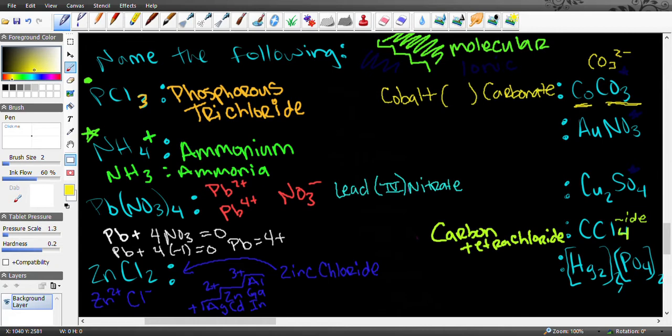So if there's only one cobalt and there's only one carbonate, we can just take the charge from carbonate and assume that that's what the positive charge is going to be on cobalt. So this one's actually just going to be cobalt 2 carbonate.